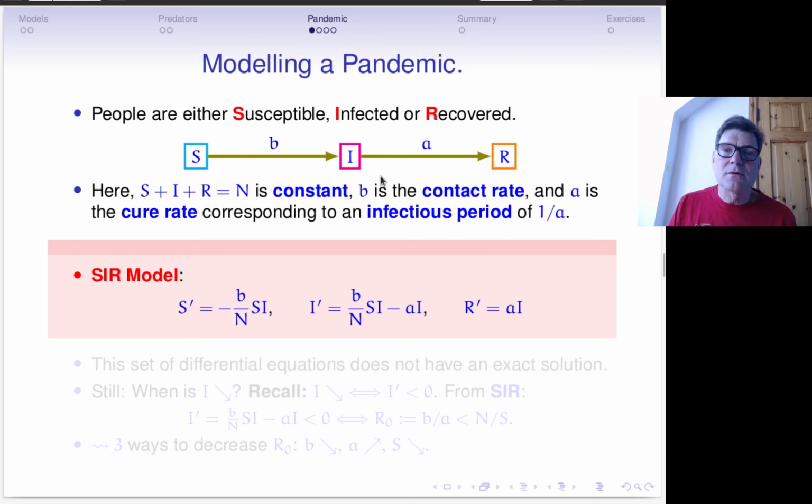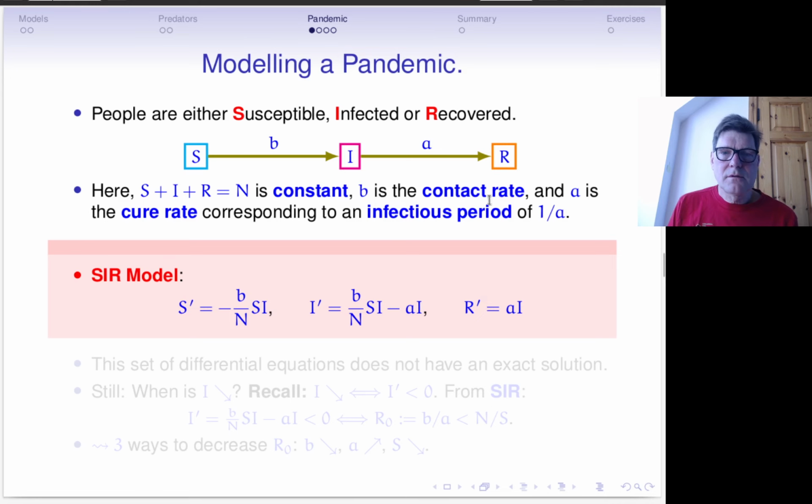The recovery is based on the length of the infectious period: the more people are infected, the more can recover, or the fewer people are infected, the fewer need to recover. The rate of change in the R class is proportional, with this constant A, to the size of the infected class.